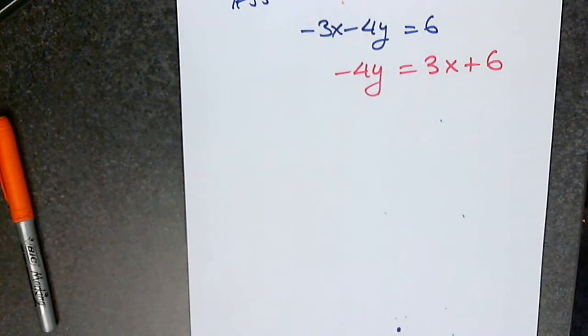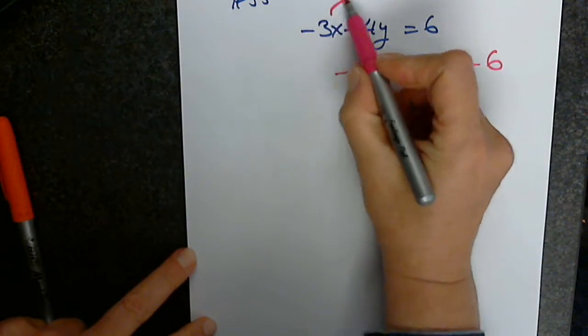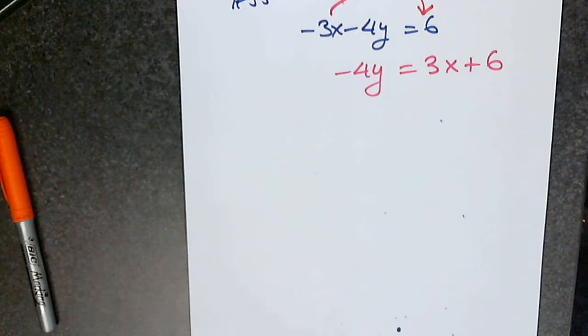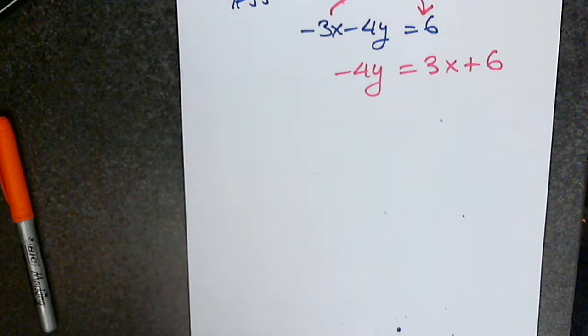Do we all agree with this first step? We are moving this term to the other side. It's negative on one side. When I move it to the other side, it will be positive. Good. Now, in order to determine the slope, I have to solve for y. That was the first step. Now the second step.